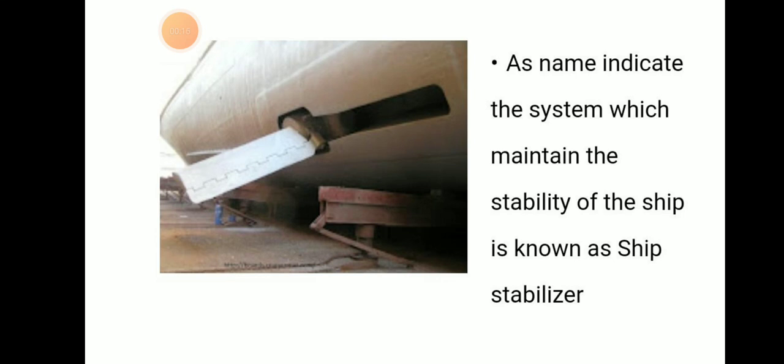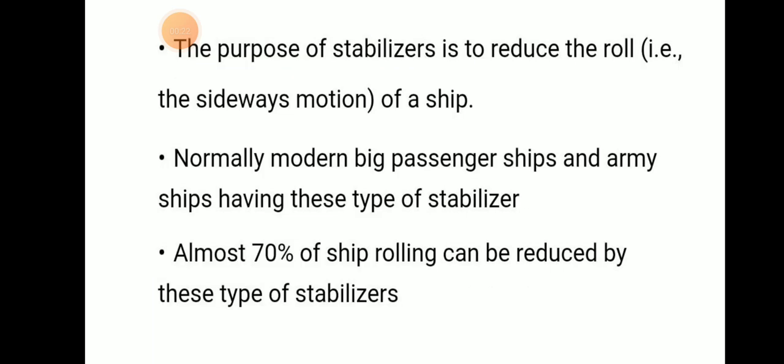This is a picture of a passenger ship in dry dock. The stabilizer is what we see here. The purpose of the stabilizer is to reduce the rolling, that is, the sideways motion of the ship. Normally, modern big passenger ships and army ships have this stabilizer, because by using the stabilizer, almost 70% of rolling can be reduced.